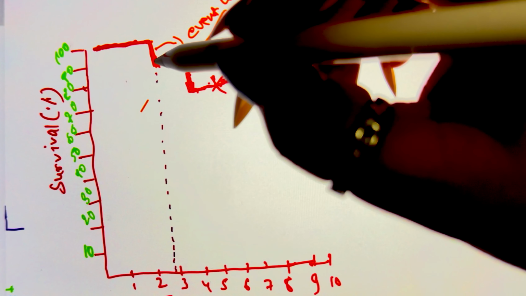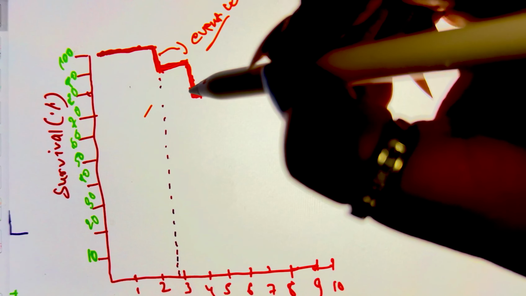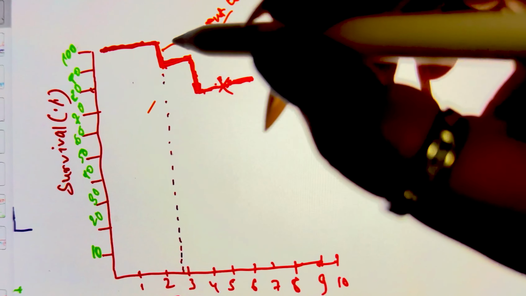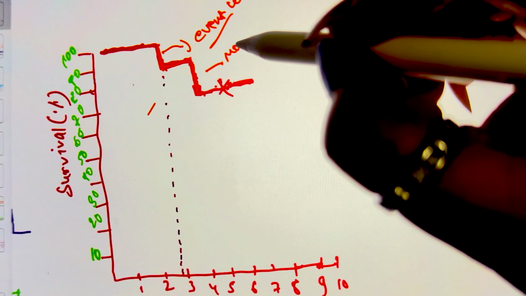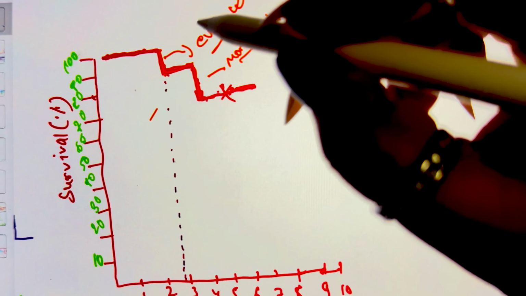Then again it goes flat, and then again there will be a vertical dip down. If there is a larger vertical drop, it means more events have occurred at this time. We need to understand this much.